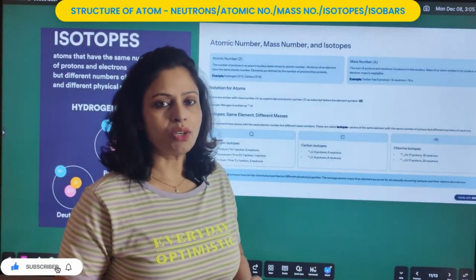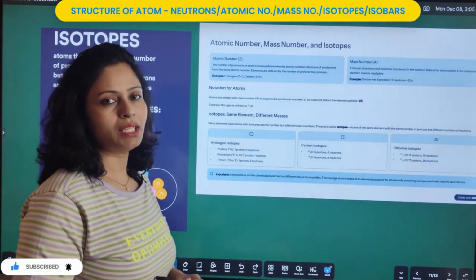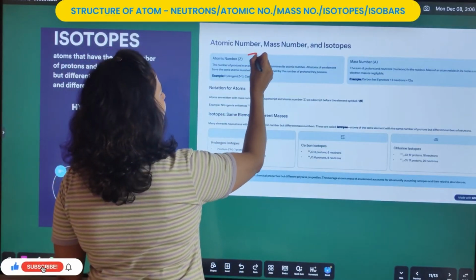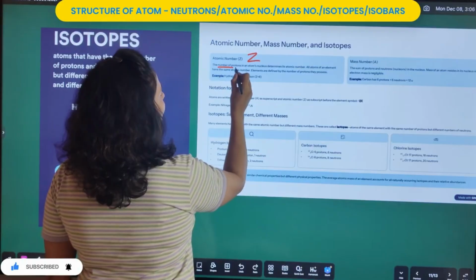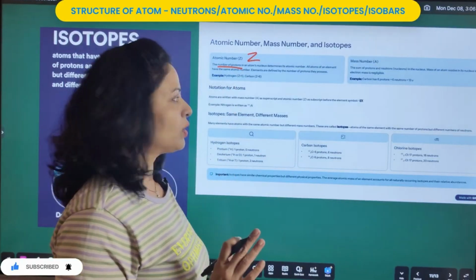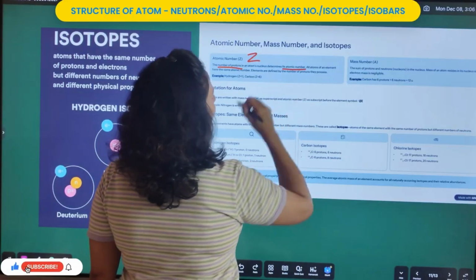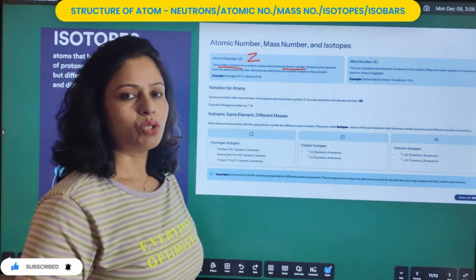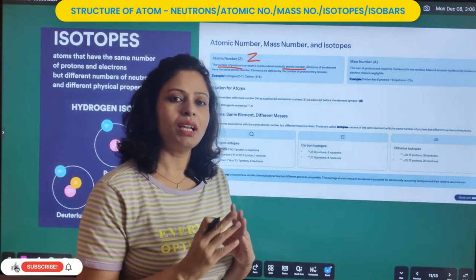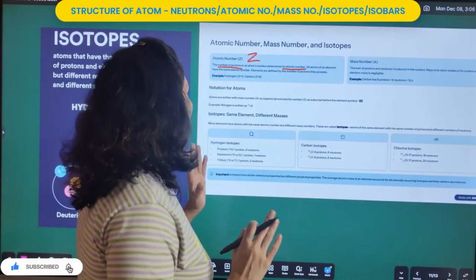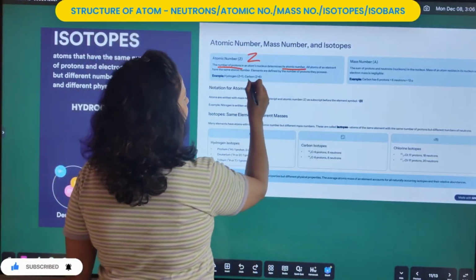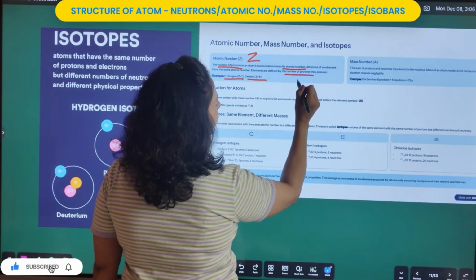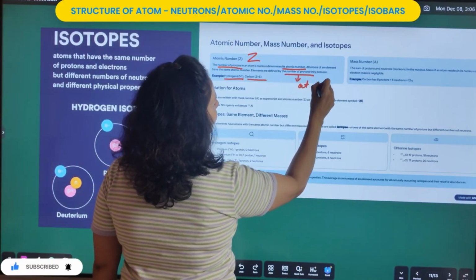Now coming to the next topic, atomic number, mass number, isotopes and isobars, which you have to learn. Atomic number we denote by the letter Z. It is nothing but the number of protons in the nucleus. All the atoms of an element have the same atomic number. Suppose carbon is an element, all the atoms of carbon will have the same atomic number, that is 6. Hydrogen's atomic number is 1. So elements are defined by the number of protons they possess, that is the atomic number.